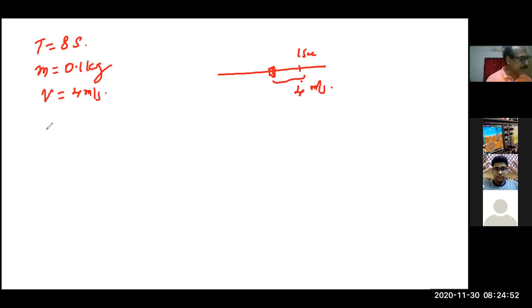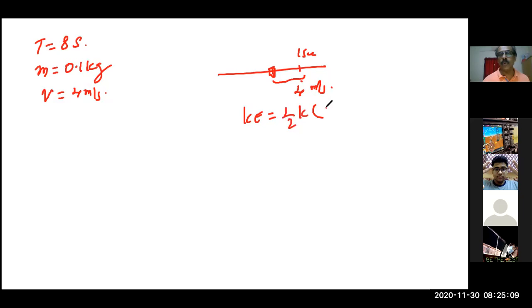Now we need first the kinetic energy formula. The formula for kinetic energy is half K into A squared minus Y squared, right? This is the kinetic energy formula.